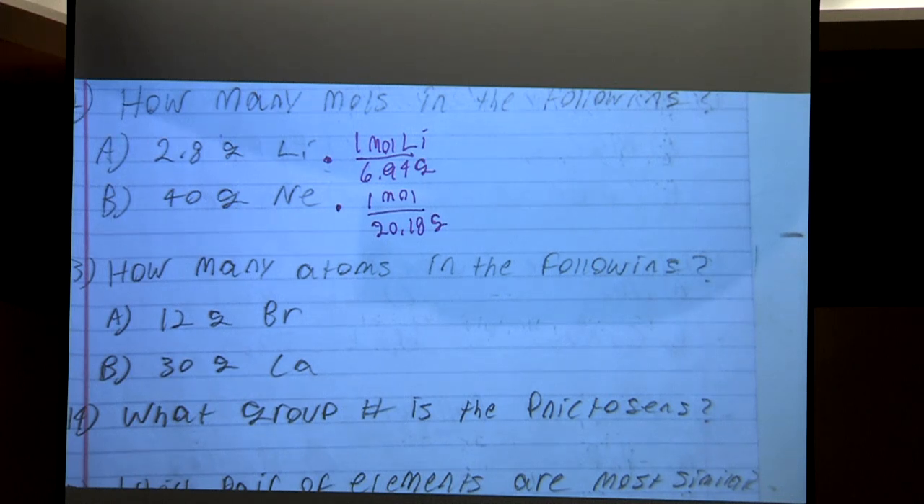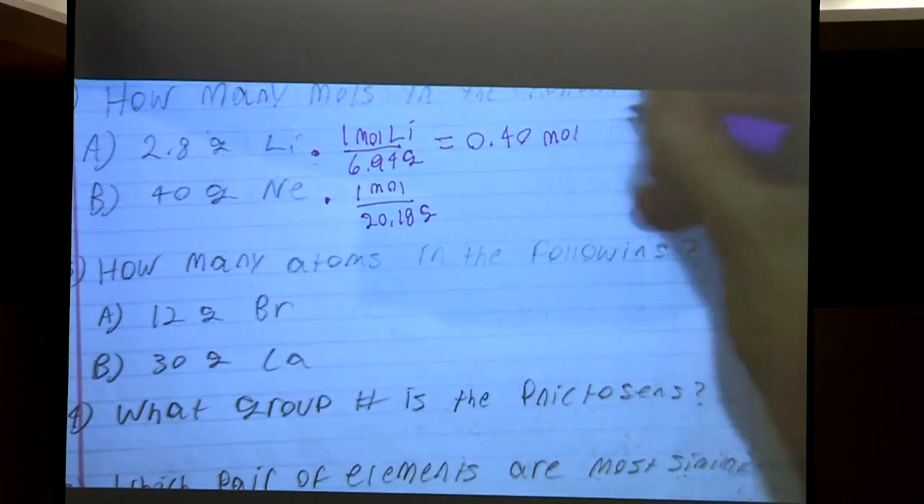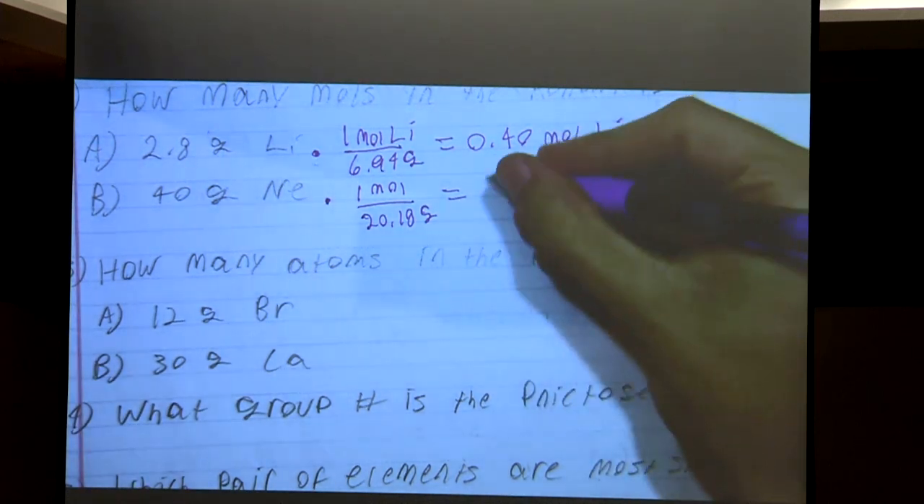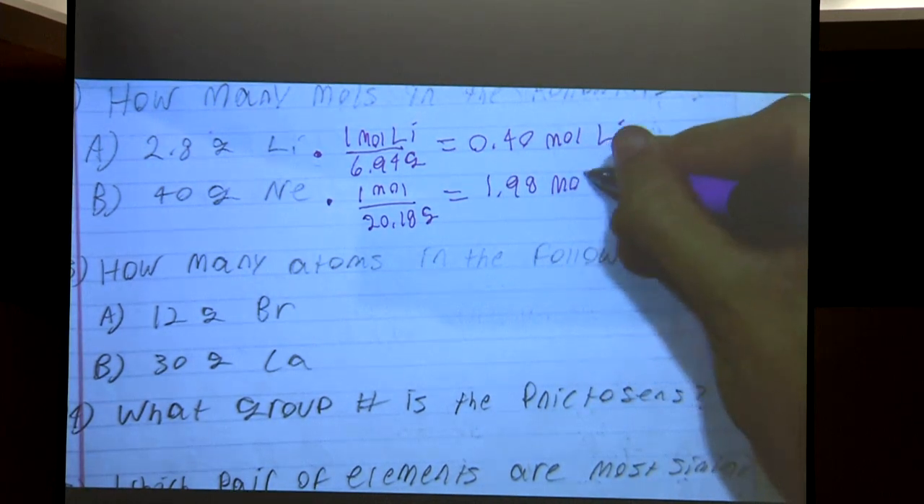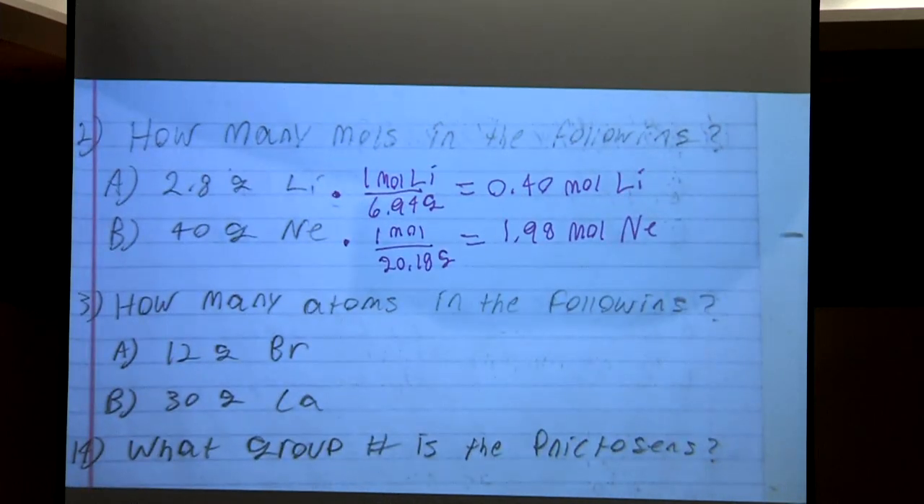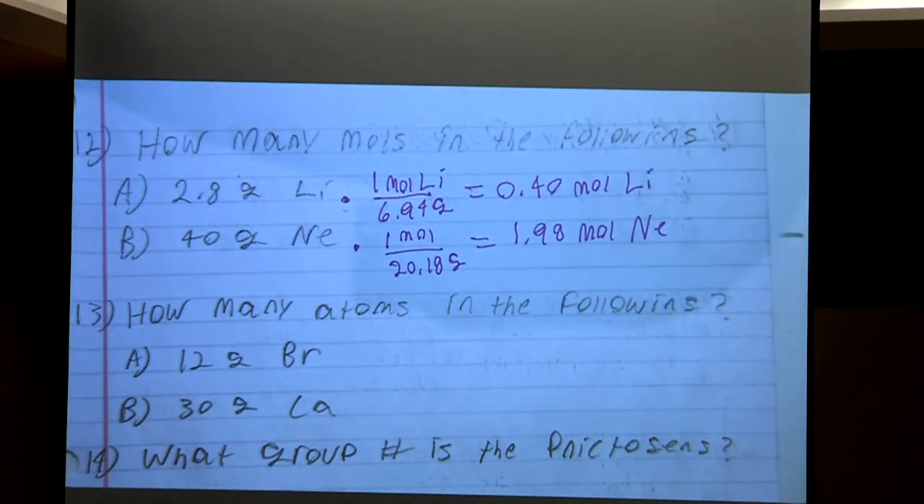So you get 0.40 moles of lithium. And you get 1.98 moles of neon. It's important to remember how to do this because you're going to be using molar mass and conversions a lot when we get to stoichiometry. So having this down is really important. But remember, you find these numbers from the periodic table, and they're all going to be given to you for the exam.